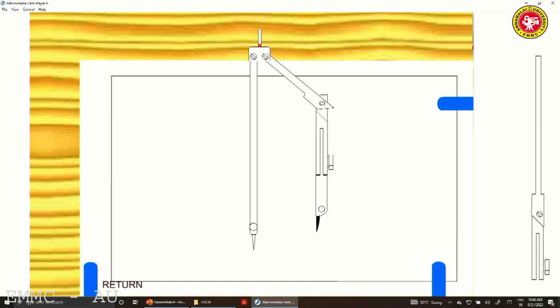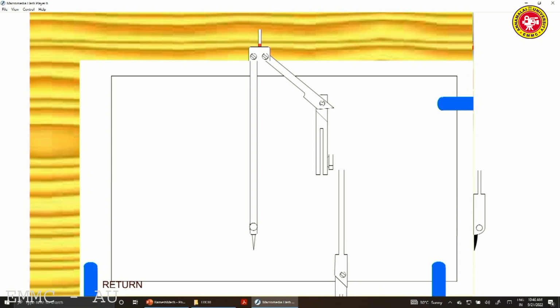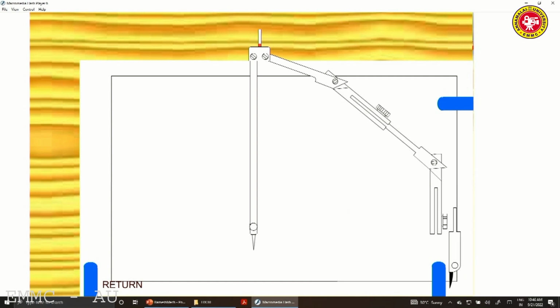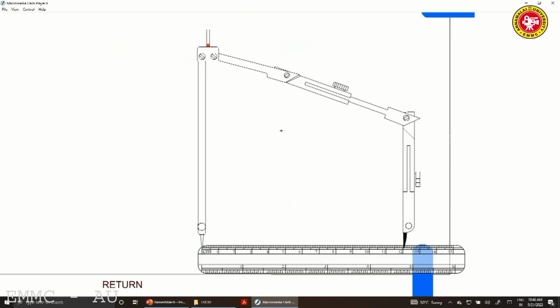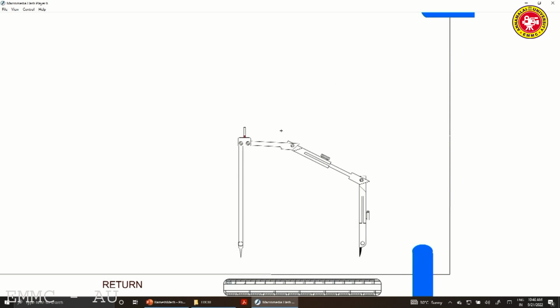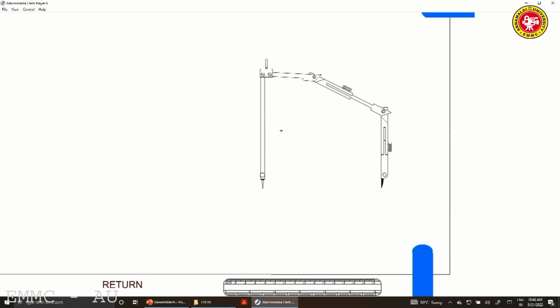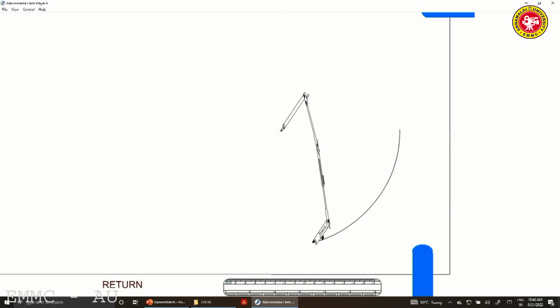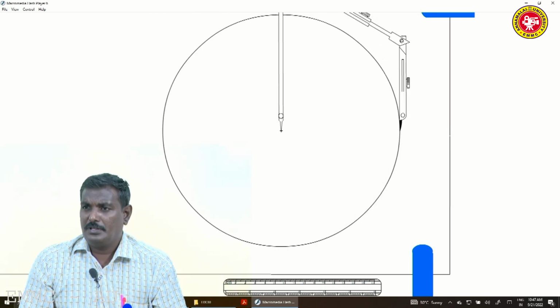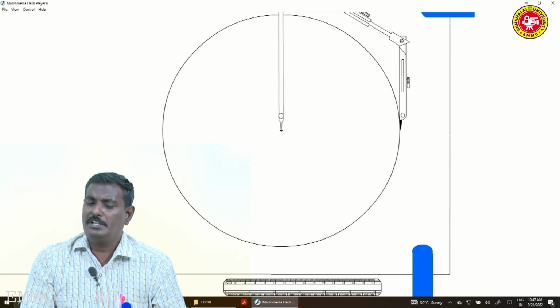Suppose you want to draw a very big curve or circle, so you have to use the lengthening bar. You replace the shortened bar with the lengthening bar and place the lead tip. Then you measure a big radius and generate a big circle or part of a circle. That is the use of this compass. So normally we go for the engineering or drafting compass. This is the way we generate a circle on the drawing sheet. In a similar fashion we do it with dividers.